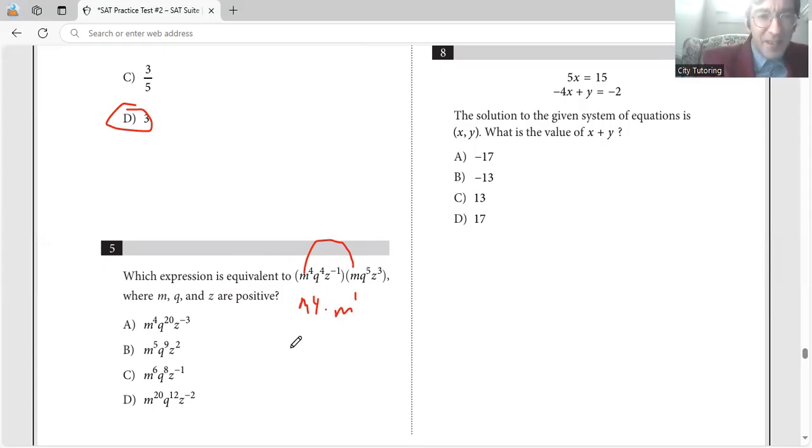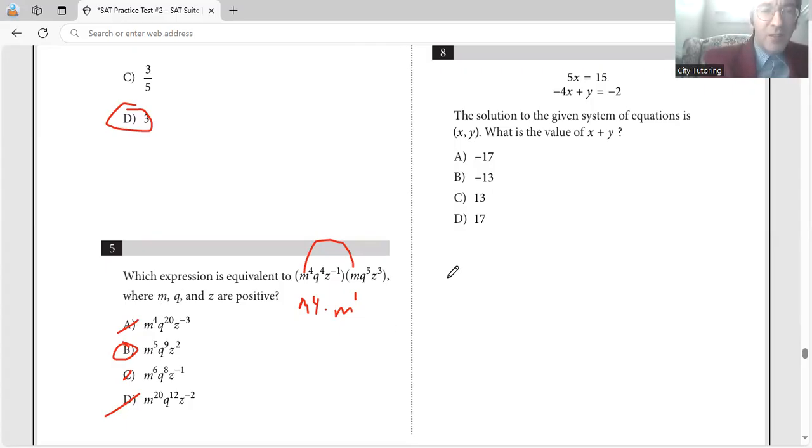So that means C and D are done. It can't be A. So answer choice B. Q to the 4th goes to Q to the 5. Let me just double check though. I find it hard to believe that it's so ridiculously easy, but 4 plus 5 is 9, so Q to the 9. Z to the -1, and -1 plus 3 is positive 2. So yeah, it has to be B.